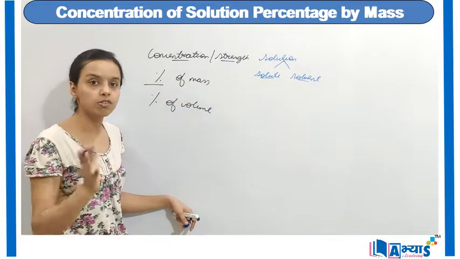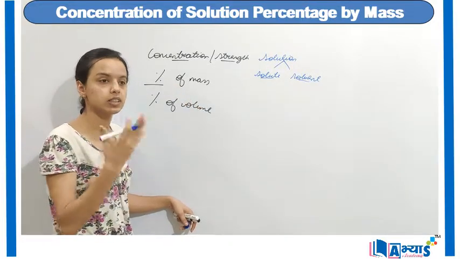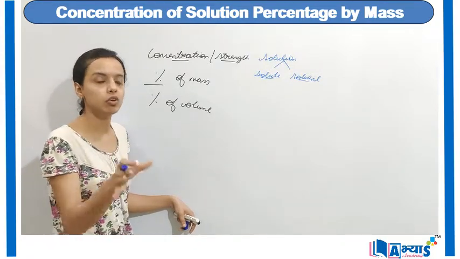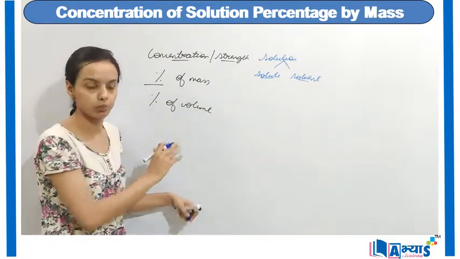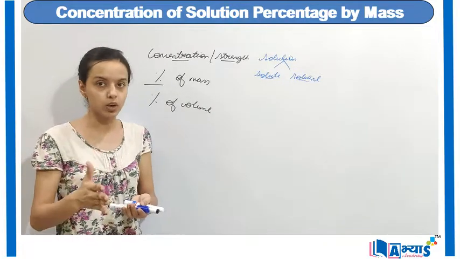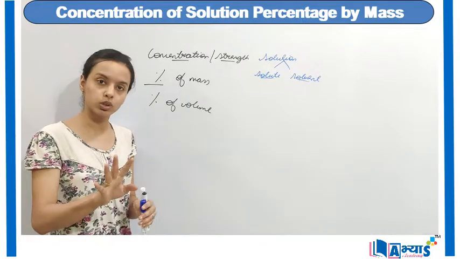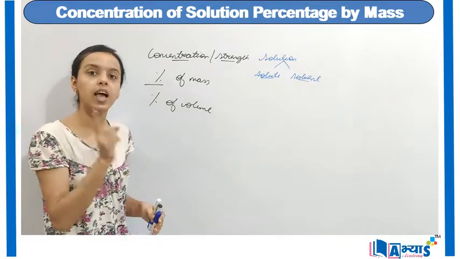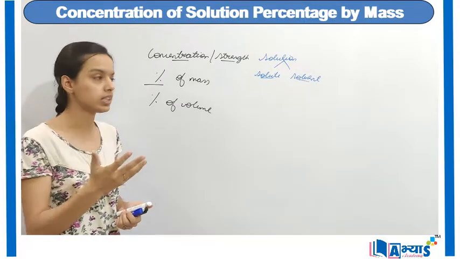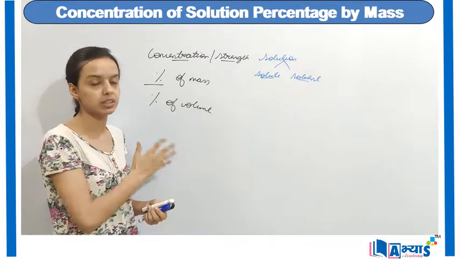When either of them is in the liquid state, like in liters or milliliters, we use the formula for percentage of volume. So depending upon the physical state of the solute and the solvent, we categorize the two formulas, percentage of mass and percentage of volume. In this video, we will discuss how we can use the percentage of mass.